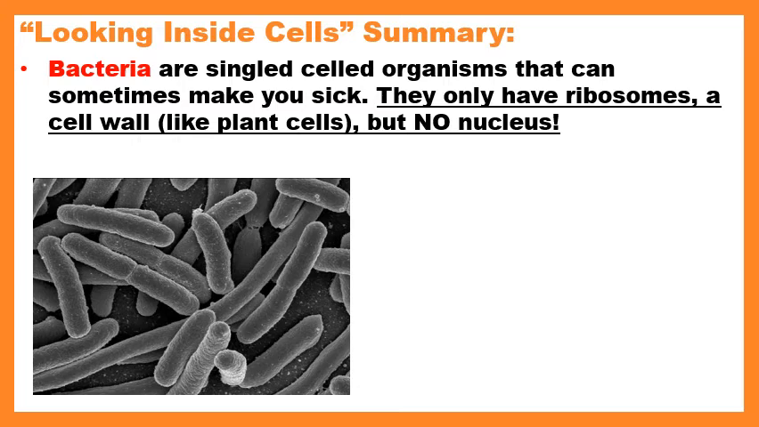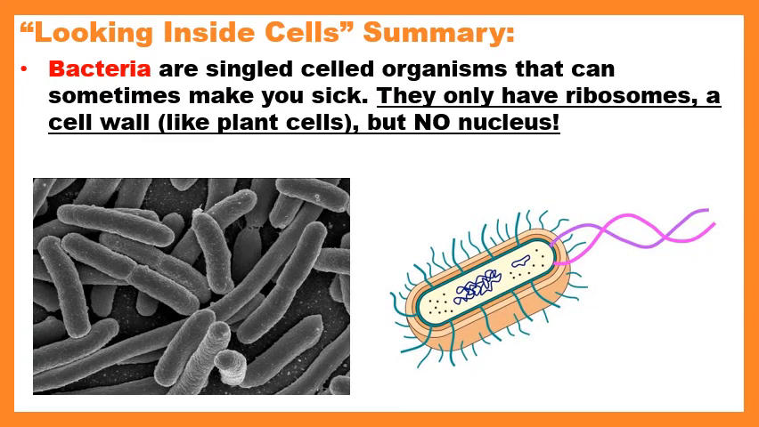So here's what they look like underneath a microscope, but if I were to draw them, you would see that they kind of don't have a lot of parts if we compare them against a plant or animal cell that we are looking at. They're very simple. So they only have ribosomes, a cell wall like plant cells, but no nucleus, and that's super unique. So they only have a few organelles: ribosome, cell wall, no nucleus. So that makes them really different.